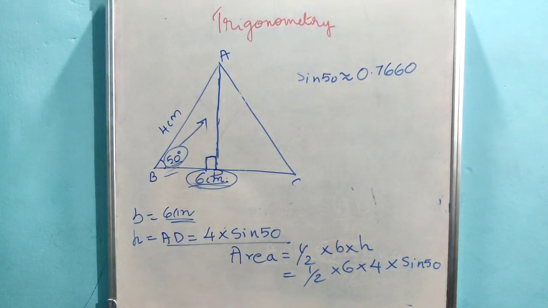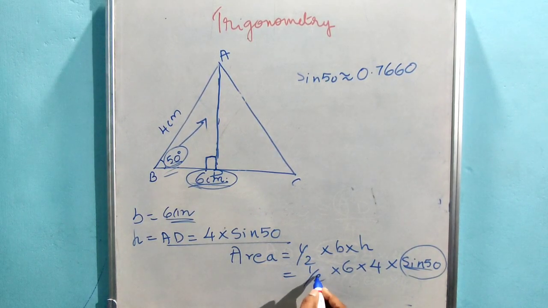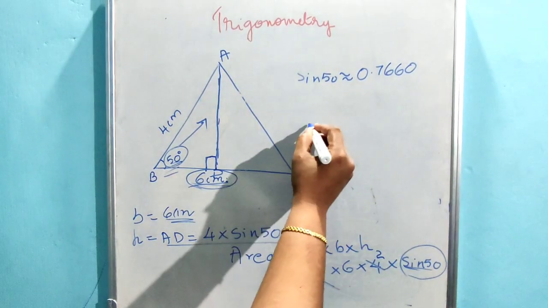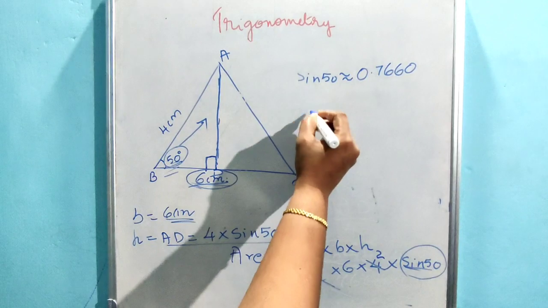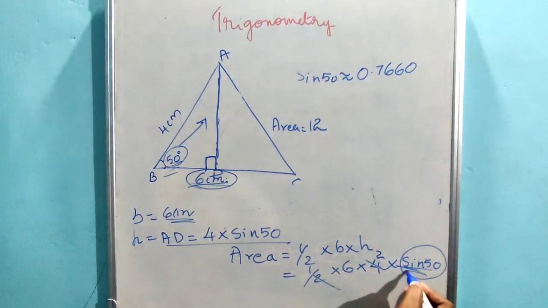Finally we have some calculation. That's why I told you sin 50, we can substitute the value of sin 50 at last only. So we just cut this, 2 is 2 times in 4. So we have 6 into 2. What is 6 into 2? That is equal to 12. Area is equal to 12 into sin 50.